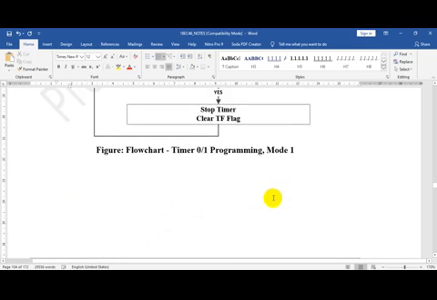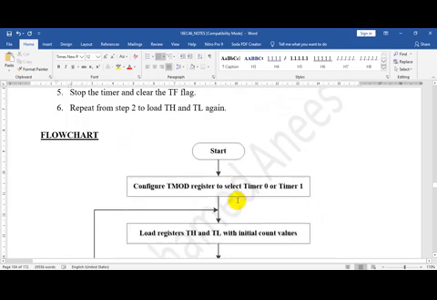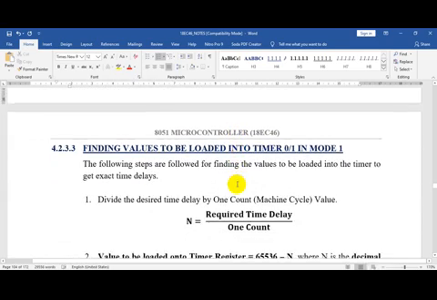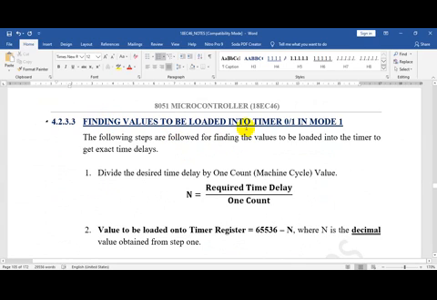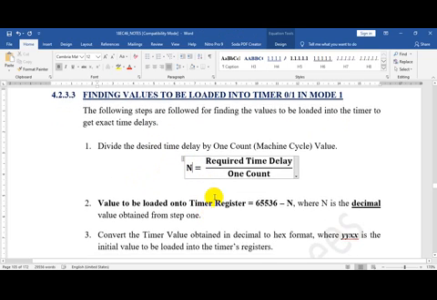Whatever the explanation is there, it's indicated in the flowchart also. Now, how to find the values to be loaded in timer 0 or 1 in mode 1? Remember, it is mode 1, 16-bit mode. The first step is to calculate the value n. How do you calculate the value n? n will be equal to the required time delay divided by the value of one count.